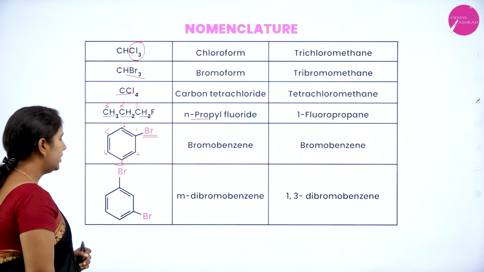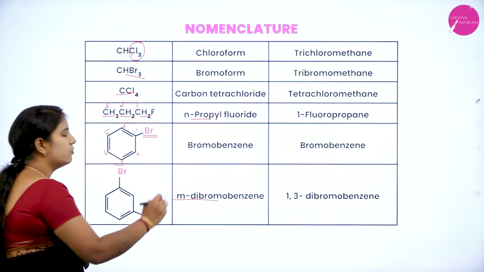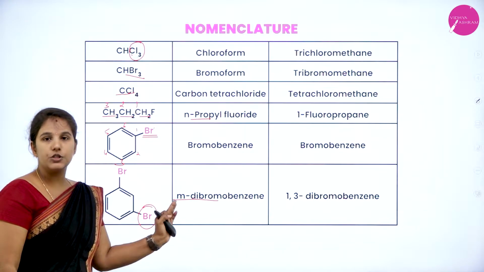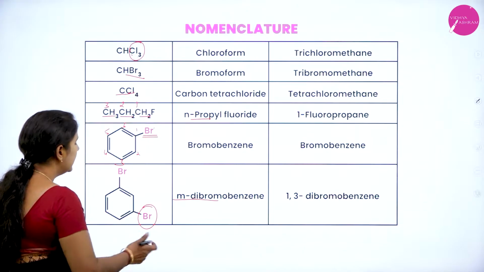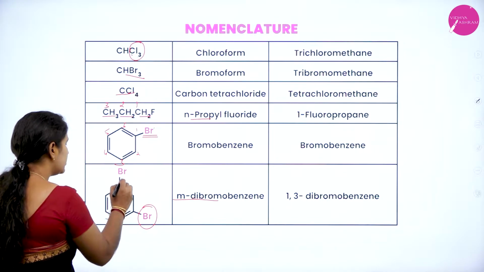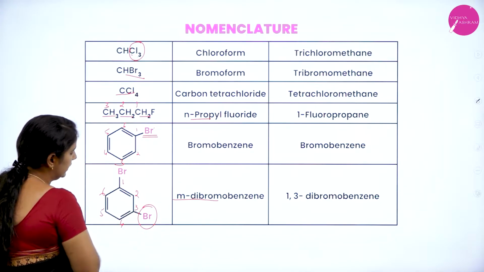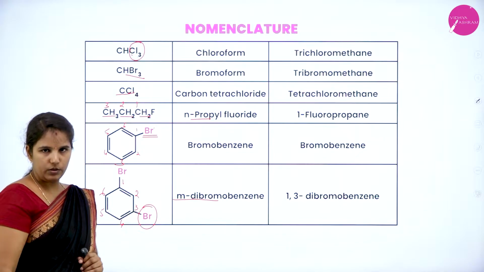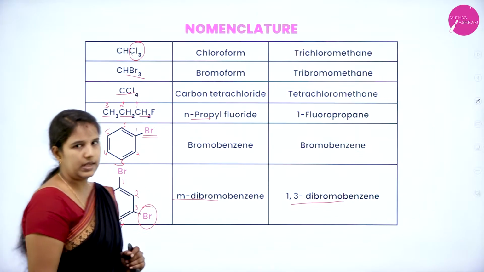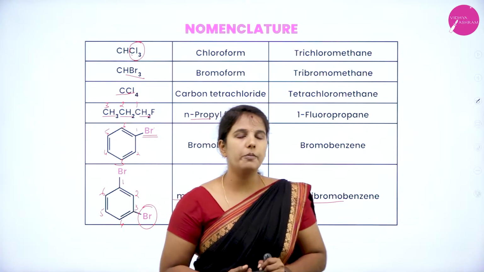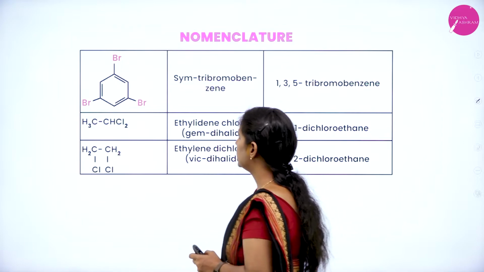Okay. Coming to the last example, m-dibromobenzene or meta-dibromobenzene. Why is it meta? To the meta position, bromine groups have been attached. Hence it is meta-dibromobenzene. Coming to the IUPAC nomenclature, it is 1, 2, 3, 4, 5, 6. To the first and to the third position, the bromine groups have been attached. So it is 1,3-dibromobenzene. This is how we will do the nomenclature of haloalkanes and haloarenes. Next we have last examples.